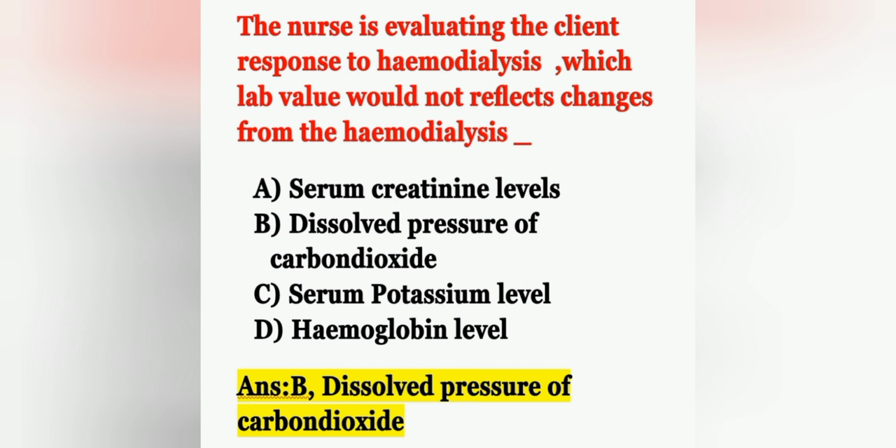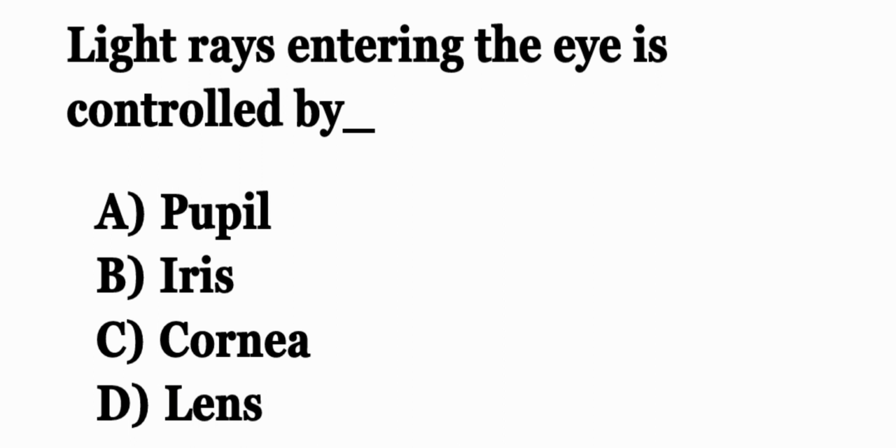After hemodialysis, the serum creatinine level will decrease, and the serum potassium level will also decrease. The hemoglobin level will change, that is, it may increase or decrease. But the dissolved pressure of carbon dioxide will not change. Option B is the correct answer. Move on to the next question.